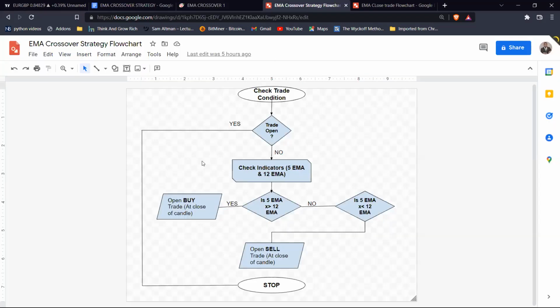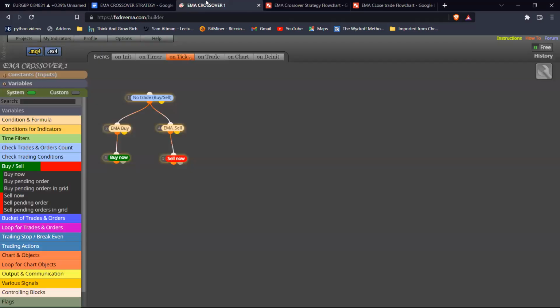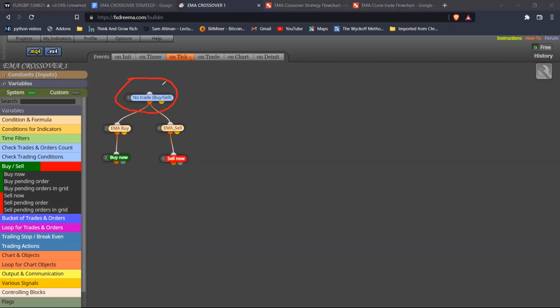We have just built this first part. But here's the thing, this is an explanation of what is really going on. It will check for trade conditions. It will check, is there any open trade? If it doesn't find any open trade, it will check for the buy condition. And what is the buy condition? Is the 5 period moving average crossing above the 12? If the answer is yes, it will trigger a buy. Otherwise, is the 5 crossing below the 12? If the answer is yes, it triggers a sell.